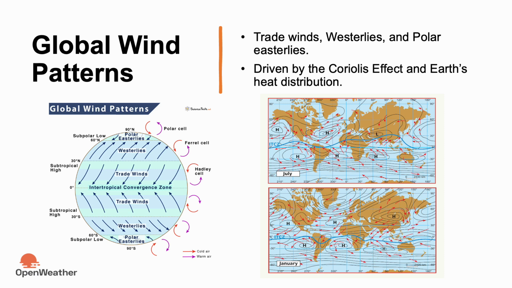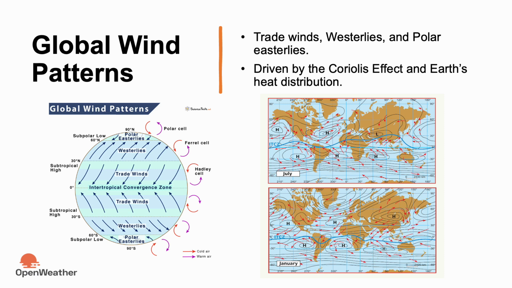Westerlies are prevailing winds found in the mid-latitudes between 30 north and 60 north and south in both hemispheres. They blow from west to the east. Westerlies influence weather patterns by driving ocean currents and are responsible for the movement of weather systems across the continents.